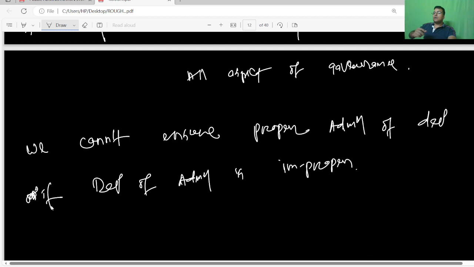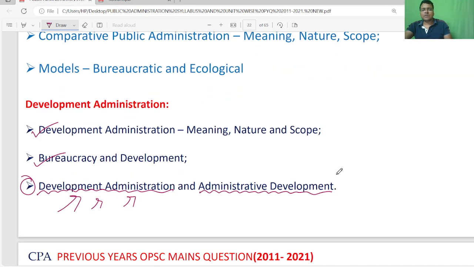So in order to ensure that bureaucracy is a vehicle for development, to do proper development, we have to develop administration. If administration is itself not skilled, not competent, it cannot give us the desired result. So to ensure administration of development, development of administration is essential. So this is a chicken and egg concept. In order to administer development, development of administration is essential so that administration of development is proper.